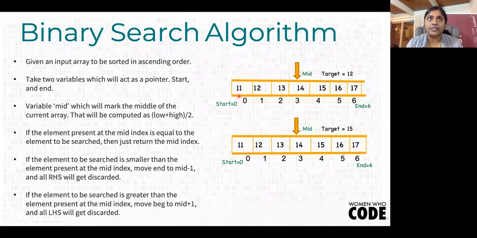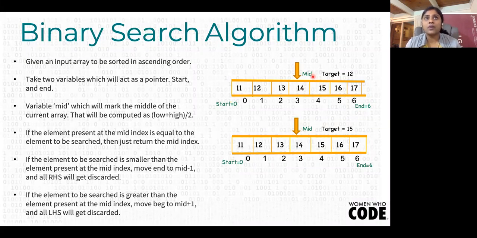So here there is an array that starts at number 11 and ends at number 17. It's sorted in ascending order. And now you have 2 pointers. We take 2 pointers, start and the end, and find the middle element of the array. The next step is to compare that element with the target element that we are supposed to search for. In this case, the middle element is 14 and the target element that we want to search is 12.